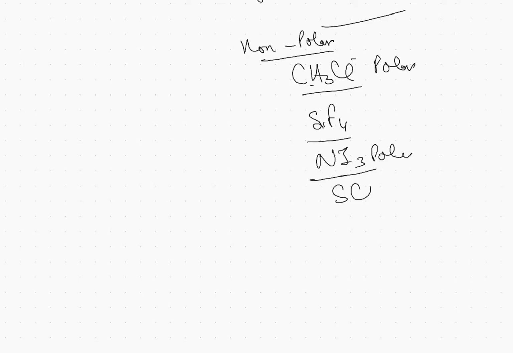Okay, why is this not? In silicon and fluorine, there will be negative and positive, but because it's on all four sides, the net force is going to be zero. So the net polarity is going to be zero. So this is the only non-polar. Okay.